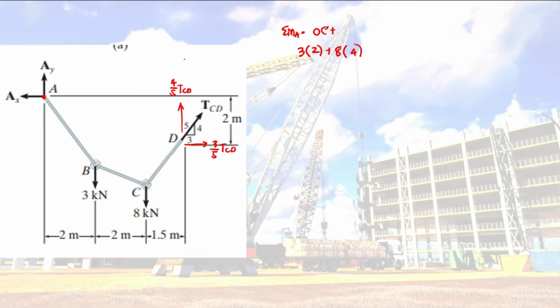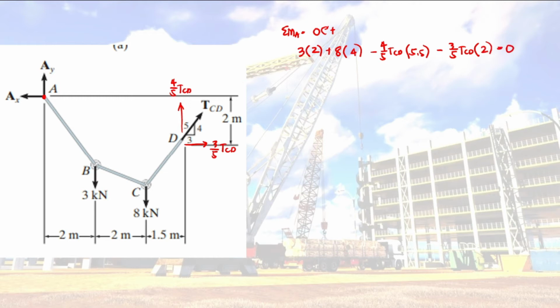Then we have the TCD na. So TCD, yung 4 over 5, 4 over 5 TCD. This is going counterclockwise. So, negative po siya. Then, what is our moment arm? So, ang moment arm natin, 2 plus 2 plus 1.5. So, that's 5.5. Then, we have here last. It is the 3 over 5 TCD. So, ang rotation natin dito would be also counterclockwise, so negative. Then, our moment arm. So, ang moment arm natin dito is 2. Then, it is equal to 0.